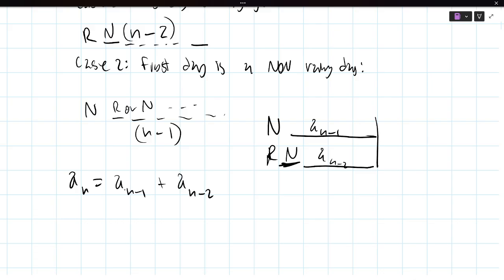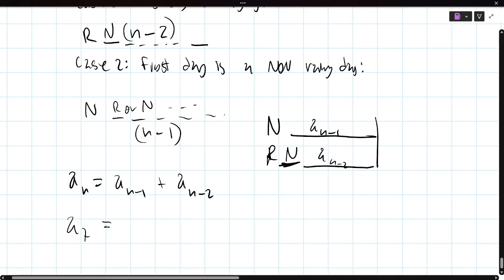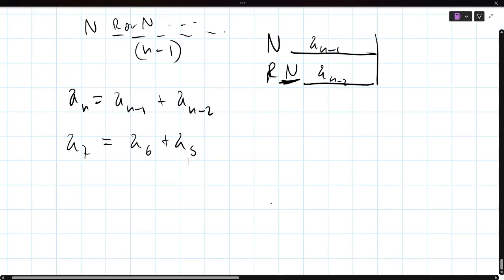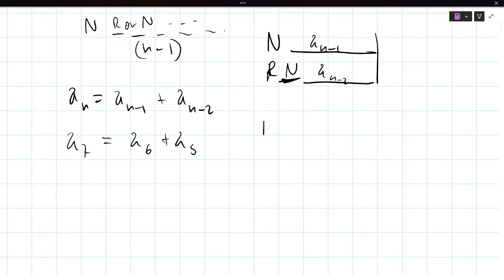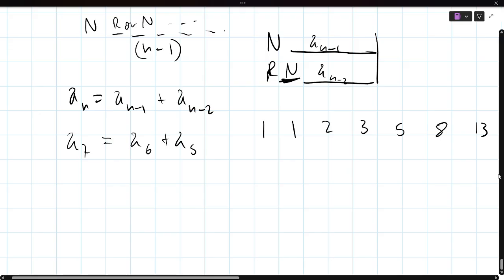Now this is actually just Fibonacci. So we need to find a7 based on this rule, which is equal to a6 plus a5. Now I'm just going to list out the Fibonacci numbers. So 1, 1, 2, 3, 5, 8, 13. And I'm going to go down here.